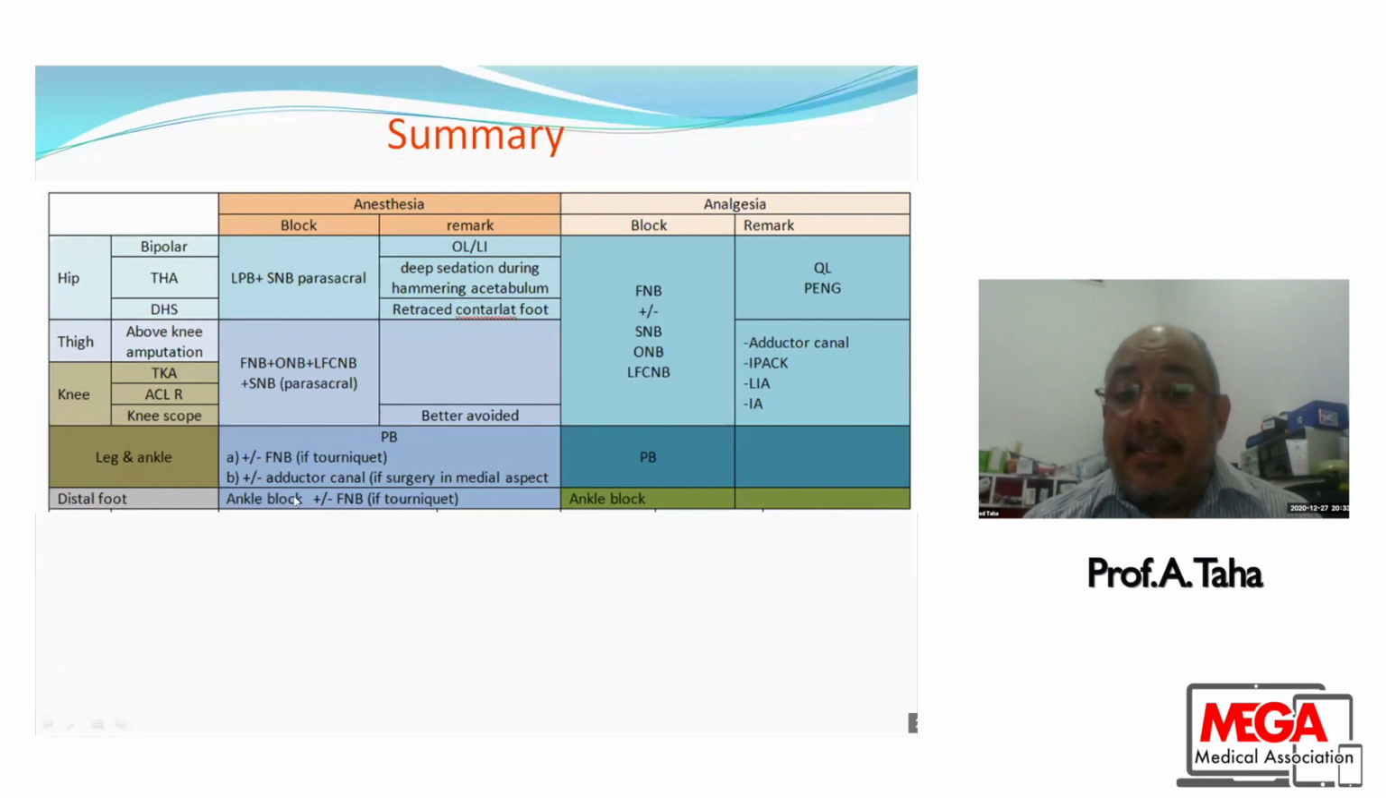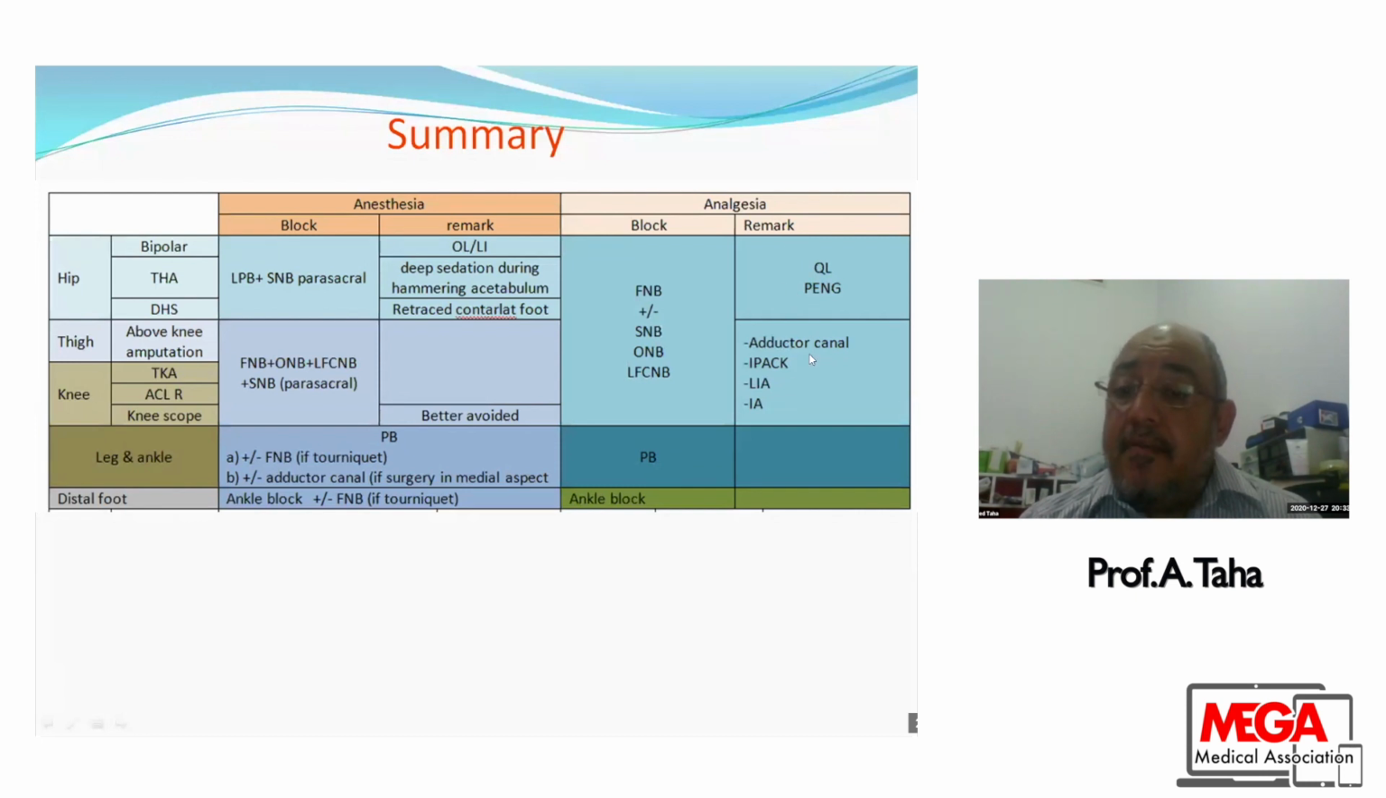In the distal foot, same, you give the ankle block. If there is a tourniquet, you have to add the nerve block. For analgesia in this whole region, femoral block is the main analgesic technique. You can add obturator or sciatic or lateral femoral cutaneous nerve. This will improve the analgesia. If you don't need motor block in the hip, you can give the QL or the Bing block.